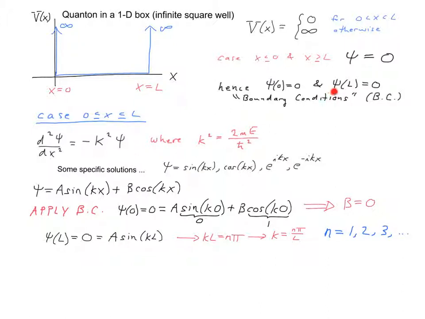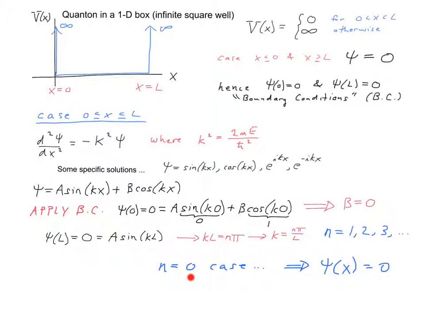Using the fact that b is equal to 0, we're left with a sine kx for our wave function, but now we can apply our second boundary condition that the wave function vanishes at x equals L. So we do that here. The little psi of L, the spatial part of the wave function at L, is equal to 0. So that means a sine k times L, plugging in L for x, must give us 0. Now, the sine function vanishes when the argument is a multiple of pi, so pi or 2 pi or 3 pi, etc. So we can call that n pi. Solving for k, we get k is equal to n pi over L.